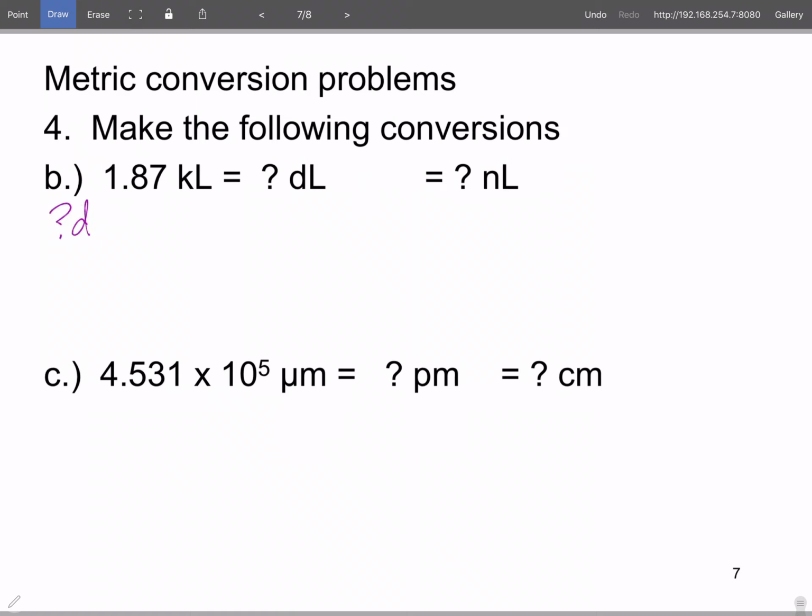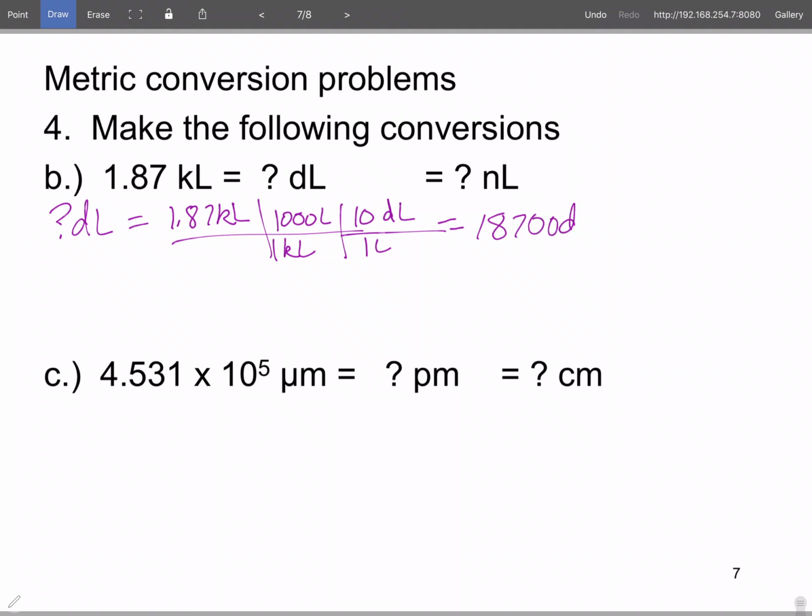We're going to use deciliters. Start with 1.87 kiloliters. 1 kiloliter is 1,000 liters. 1 liter is 10 deciliters. So that puts us at 18,700 deciliters. We started with 3 significant figures, so we report with 3 significant figures. So if you want to avoid confusion, you could say 1.87 times 10 to the 4th deciliters. You don't have to, but you can.